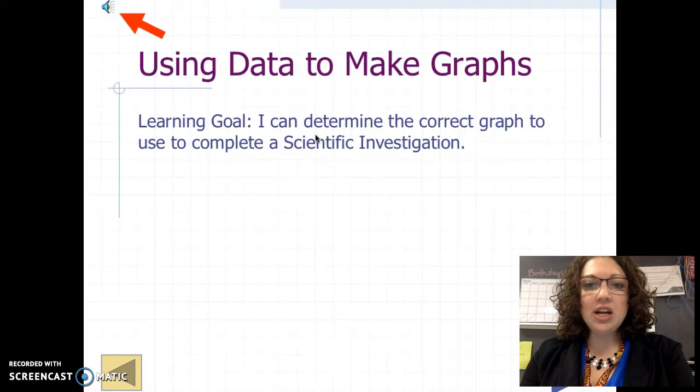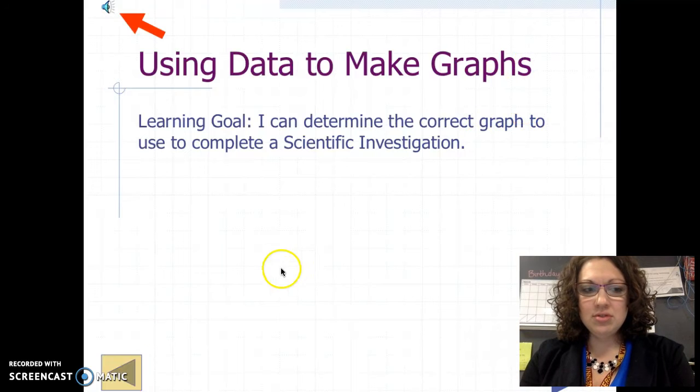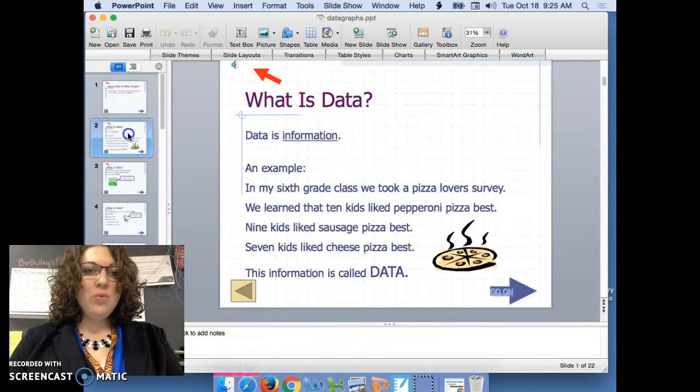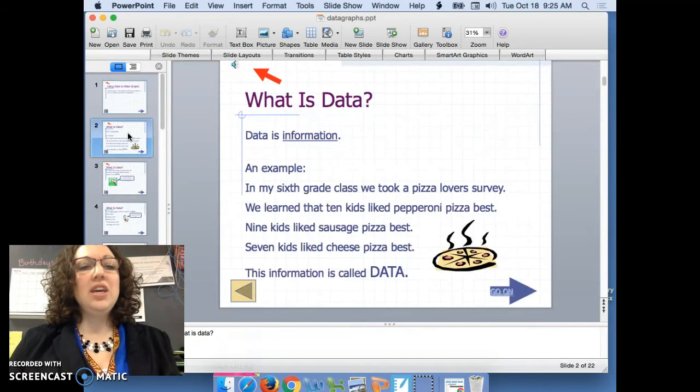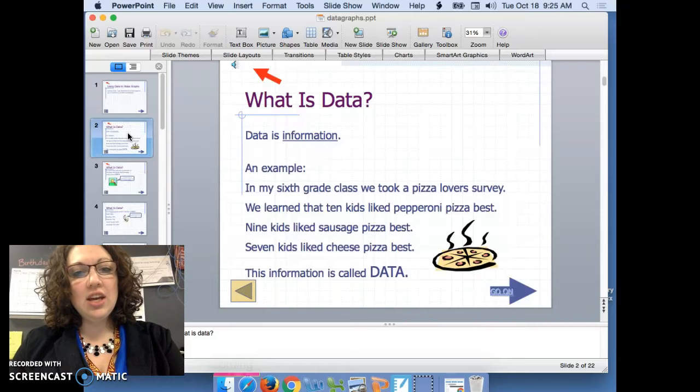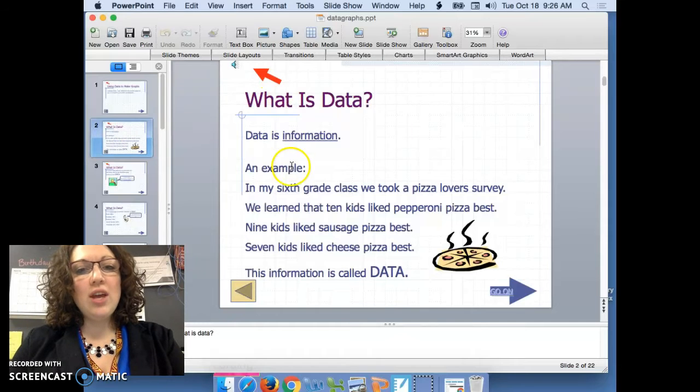So today our goals are to be able to determine the correct graph to use to complete a scientific investigation. We are also going to be learning which types of graphs to use, what are the names of the graphs, what do the graphs look like, and how do I know which graph to use. So data is information. Again, any underlined words are going to go in your notes. So information right here is going to go into your notes.